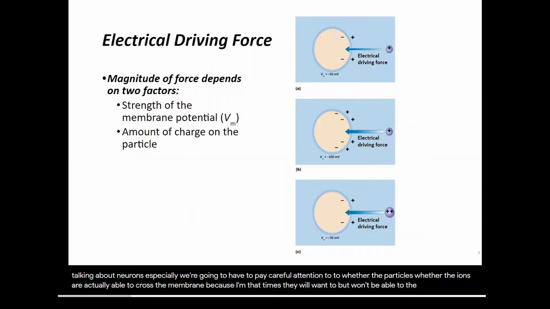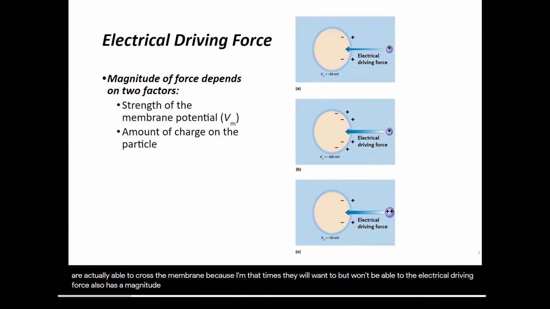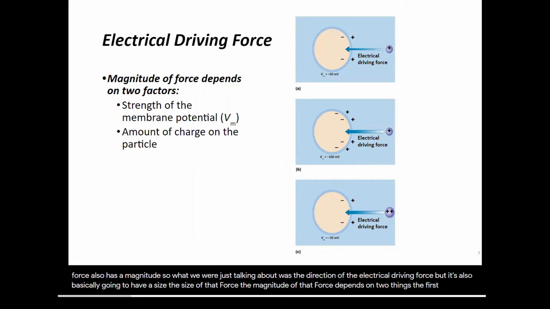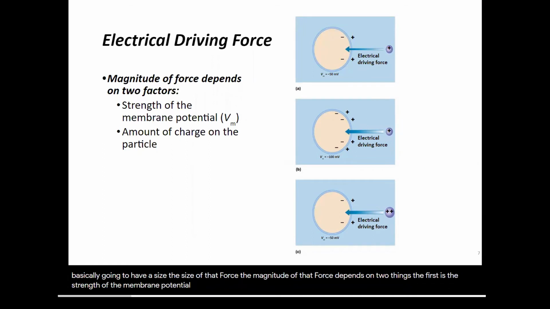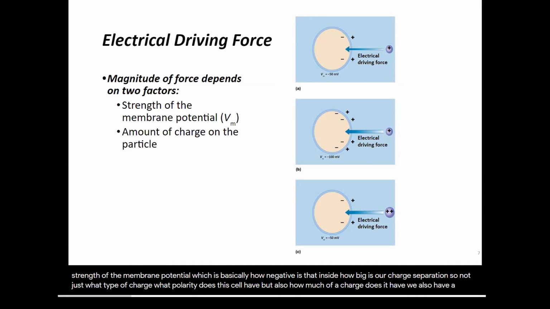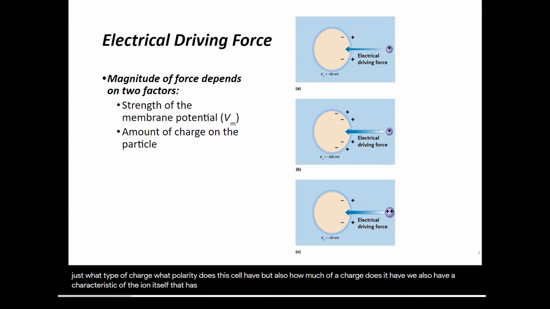Okay. The electrical driving force also has a magnitude. So what we were just talking about was the direction of the electrical driving force, but it's also going to have a size. The size of that force, the magnitude of that force, depends on two things. The first is the strength of the membrane potential, which is basically how negative is that inside, how big is our charge separation. So not just what type of charge, what polarity does this cell have, but also how much of a charge does it have. We also have a characteristic of the ion itself that has an effect on the magnitude.